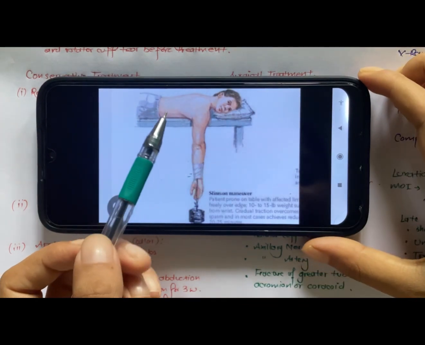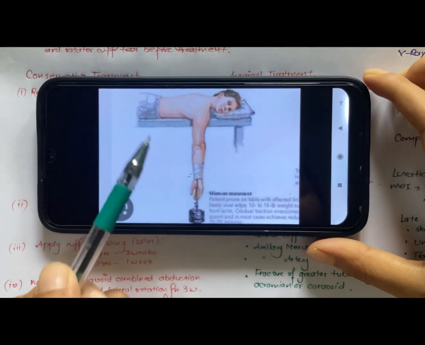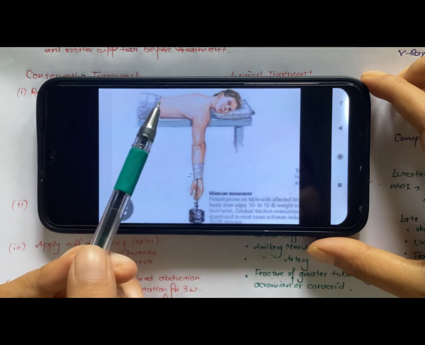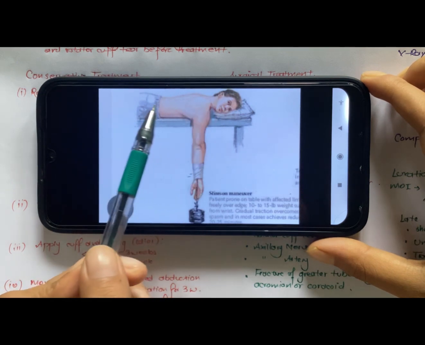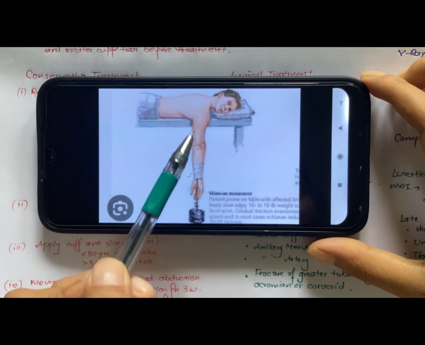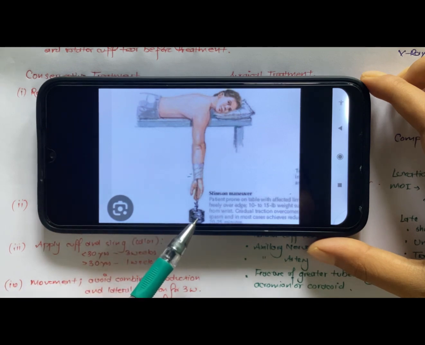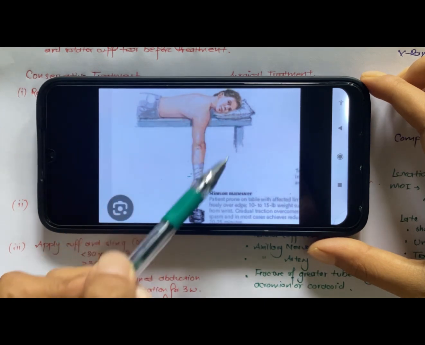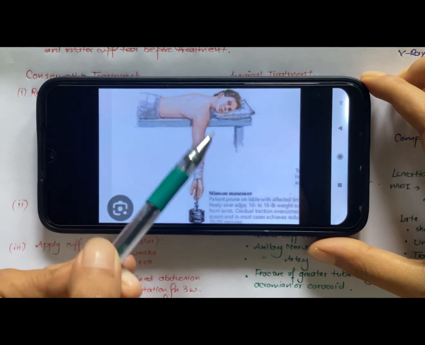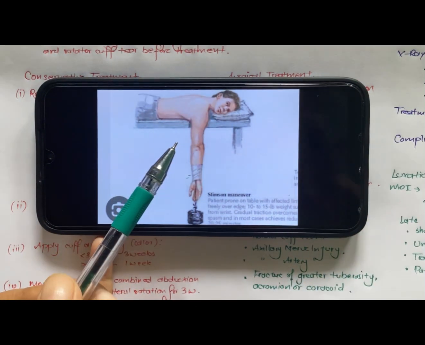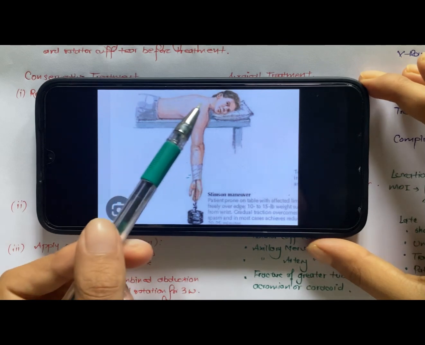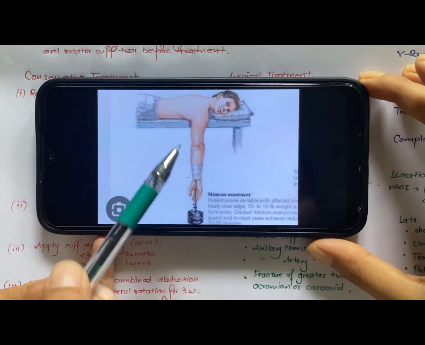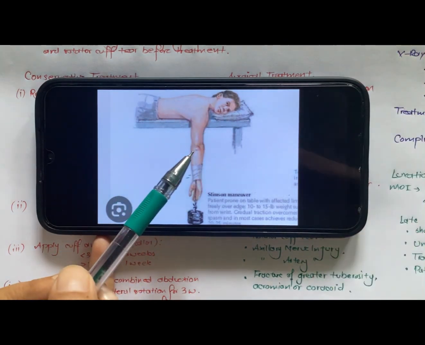So this is Stimson's gravity technique, where the patient is placed in the prone position, and weight is applied to the affected arm. So this is Stimson's gravity technique, and this technique helps to reduce the shoulder joint dislocation.